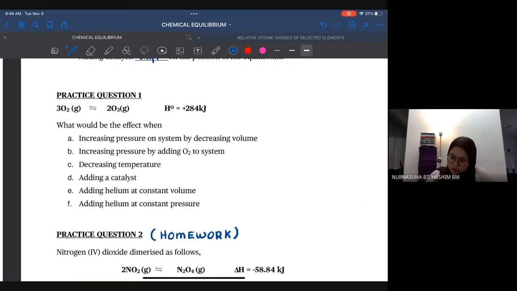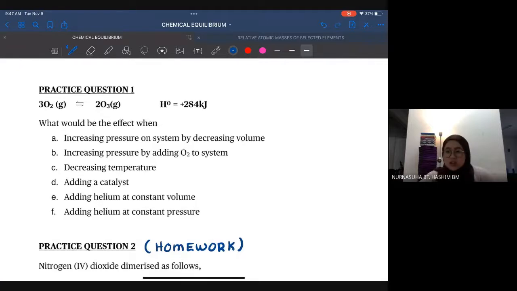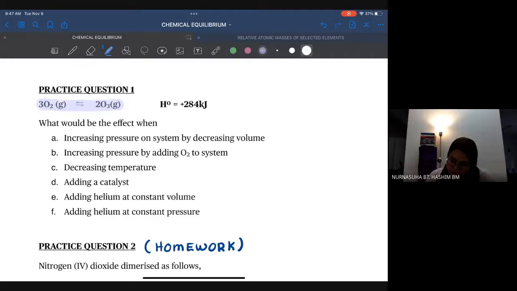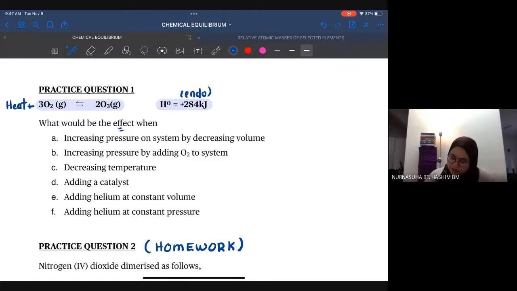Okay, now this question 1 ni, dia dah gabung semua effect, semua disturbance. Okay, inilah soalan exam. Okay, so kita tengok. Dia bagi equation oxygen becomes ozone, the enthalpy is positive value, so this is endothermic. Okay, so ingat kalau endothermic, heat di sebelah kiri. Okay, dia tanya what would be the effect when we increase the pressure by decreasing volume. Maksudnya increase pressure by decreasing the volume.